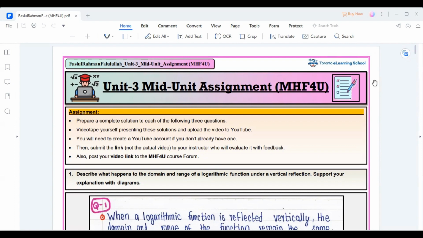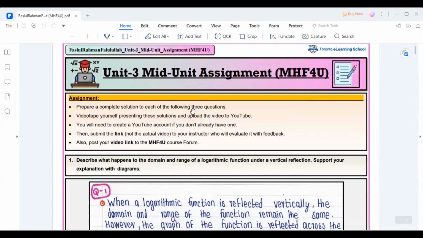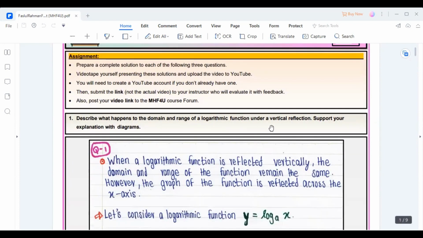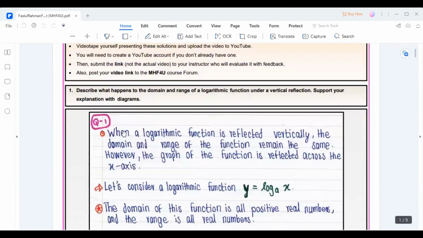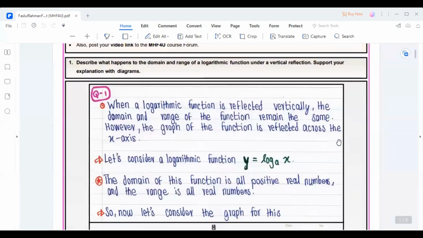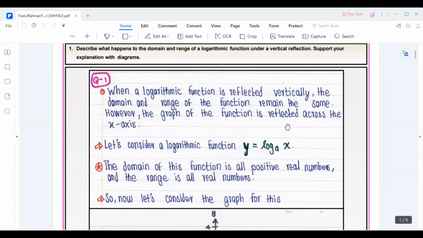So let's start with question number 1. Question number 1 asks us to describe what happens to the domain and the range of a logarithmic function under a vertical reflection. Support your explanation with diagrams. So when a logarithmic function is reflected vertically, the domain and the range of the function remain the same. However, the graph of the function is reflected across the x-axis.